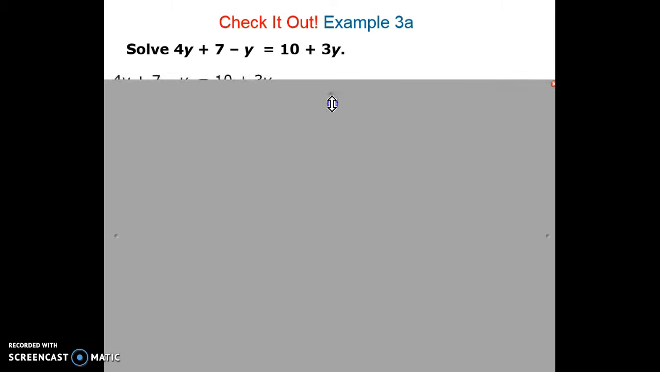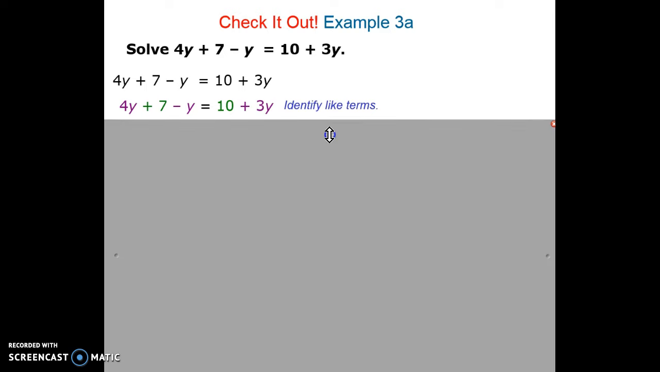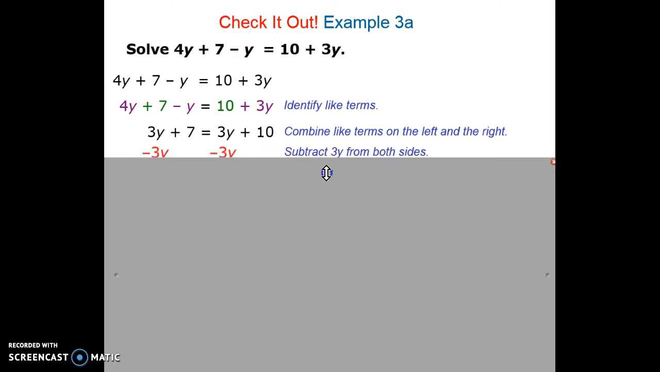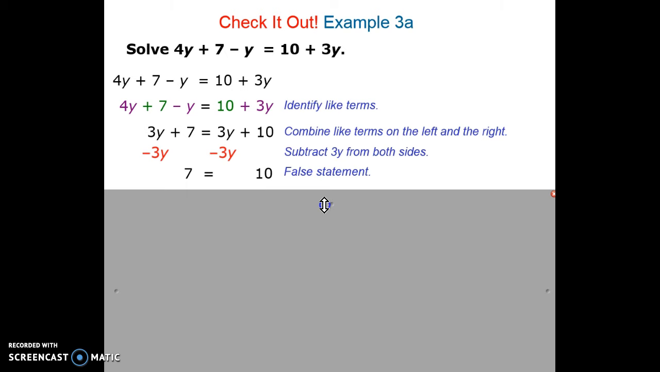All right, you've started to sort things out, and you said, hey, here we go. Let's group like terms, right? Combine like terms. So identify your like terms. We're going to start combining them, and you end up with 3y plus 7 equals 3y plus 10. Right now, you should be getting that feeling in your stomach saying this isn't going to go well. I subtract 3y from both sides, and 7, of course, does not equal 10.